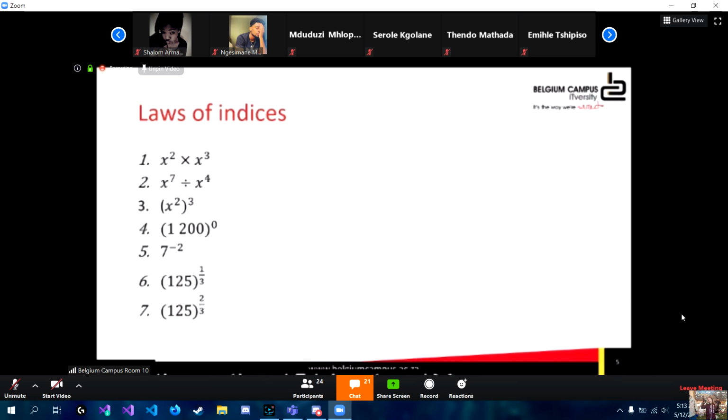Tiani, can you give us the answer? For question 7, yes. The cube root of 125 squared, or to the power of 2. And then I simplified it further. The answer is 25.